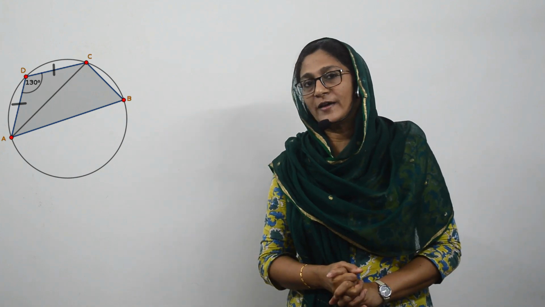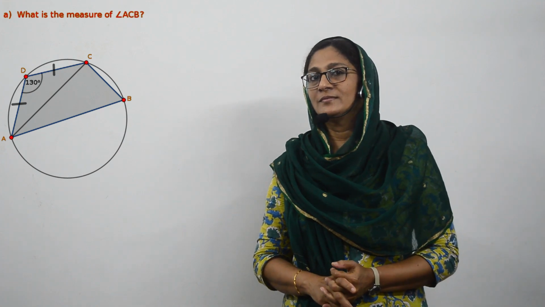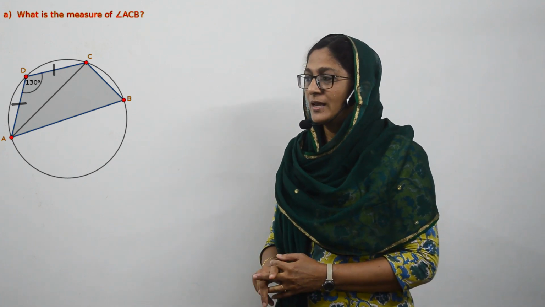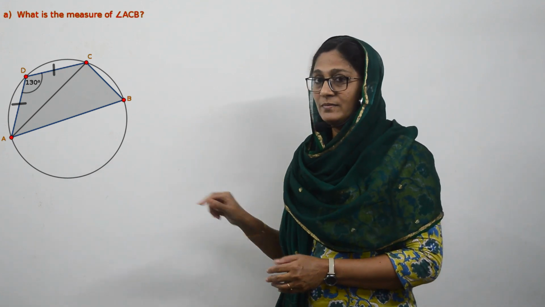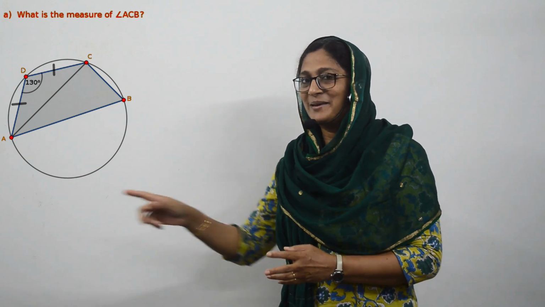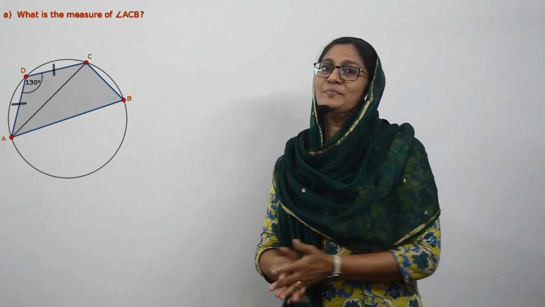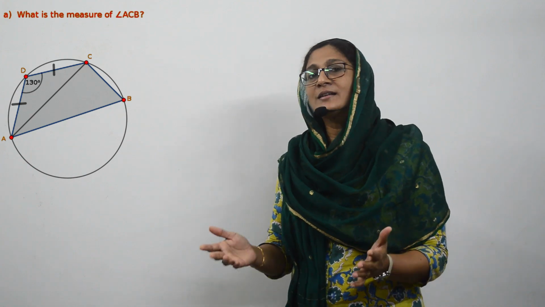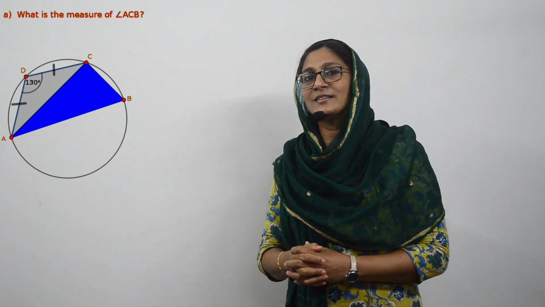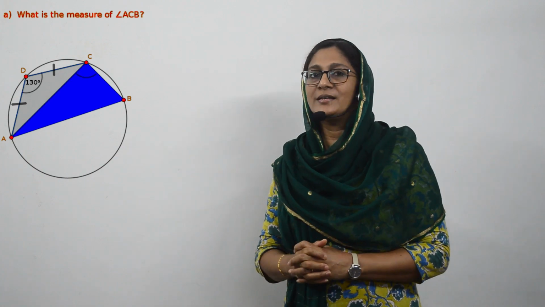What is the measure of angle ACB? Take a look again at the picture. Angle ACB. Can you guess? Yes, AB is the diameter. And angle ACB is the angle in a semicircle. We already know that the angle in a semicircle is a right angle. That means angle ACB is 90 degrees.